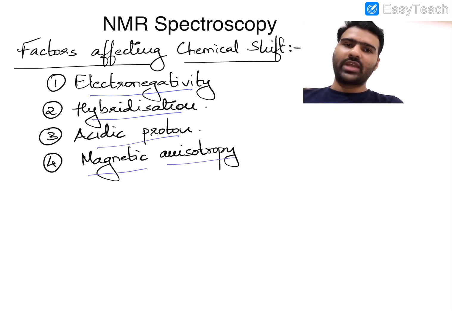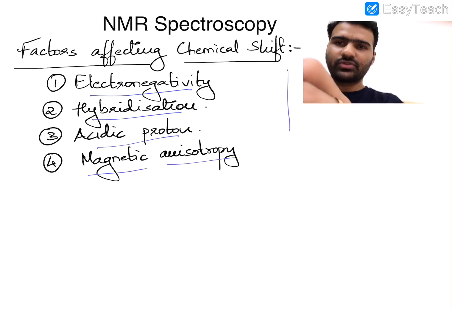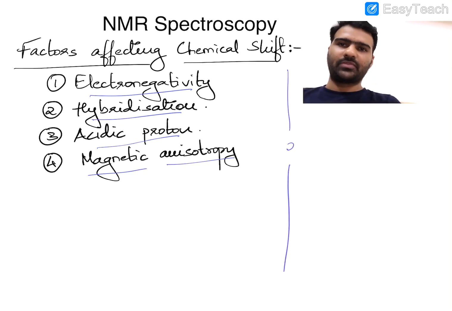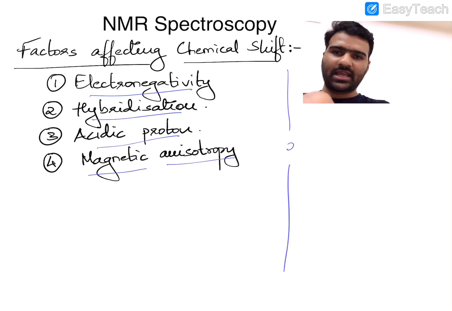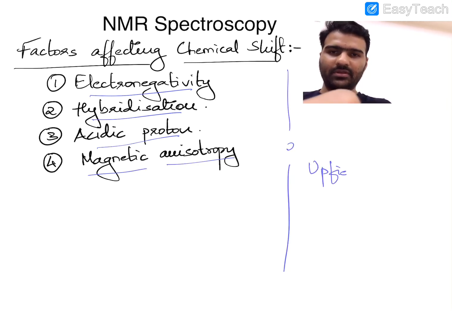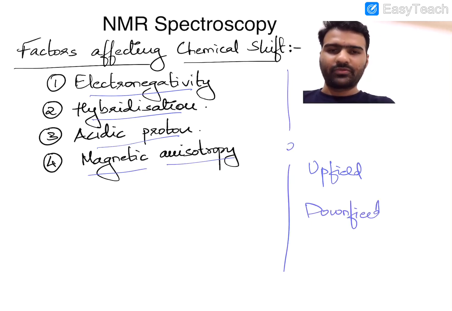Now, before we go to look at how each one of these factors affect chemical shift, let's also try and bring about a certain very important concept in NMR called as upfield and downfield, and shielding and deshielding.